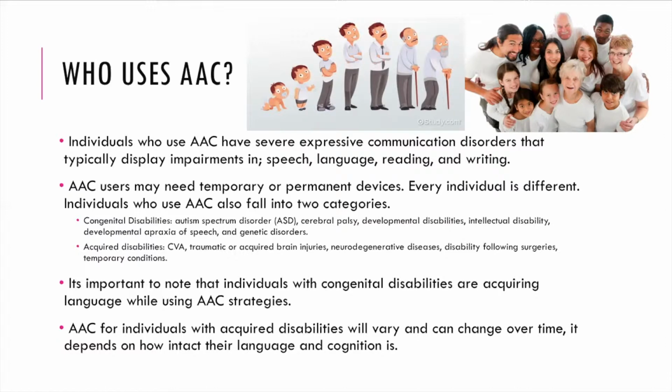Traditionally, a toddler will need something completely different than someone who is elderly, and it all depends on their impairment and their diagnosis and the way that they communicated before. So someone who uses an AAC device may need temporary or permanent help. Every individual is different, and they fall into two categories: congenital disabilities and acquired. Congenital meaning that it's something they were born with, acquired meaning something that caused this communication barrier, like a stroke or a traumatic brain injury, neurodegenerative diseases, things like that.